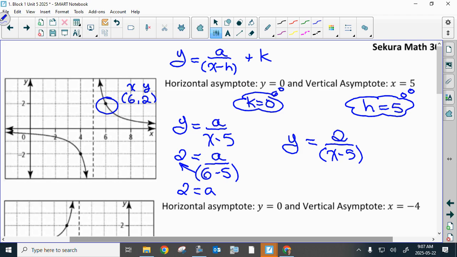So I could describe the transformations as being a vertical stretch by a factor of 2 from the x-axis, and then a horizontal translation, right 5. Okay, and if you think about it, your most basic function had a vertical asymptote at x equals 0, and then a horizontal asymptote at y equals 0, and we've just moved them around. That's our transformations.